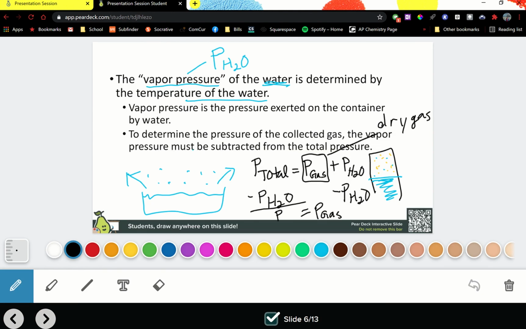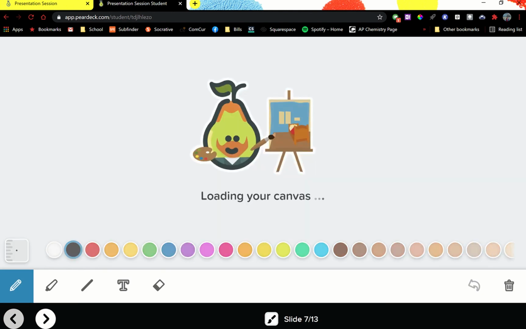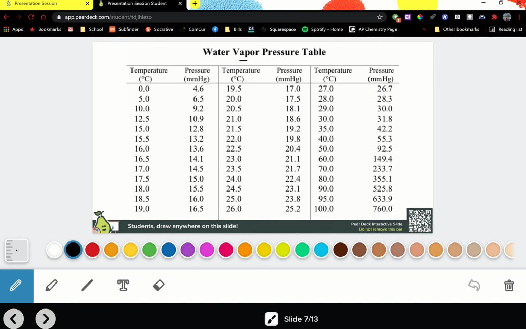So where do we get these pressures of the water, though? We can get the vapor pressure of water from a table. It's not something we have to calculate or measure or anything. So it's directly proportional to the temperature. So we can see as temperature increases, as we go down, we're increasing those temperature values, our pressure is also going to increase along with them. As temp goes up, pressure goes up. That's one of those gas relationships that we looked at in our first class for this unit.